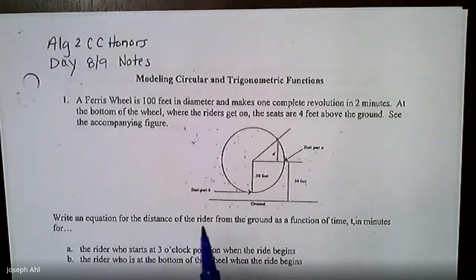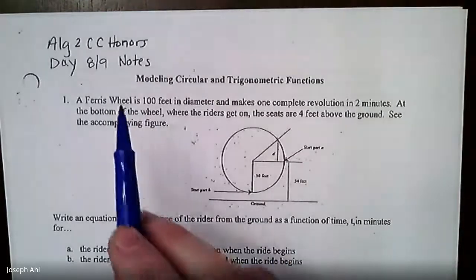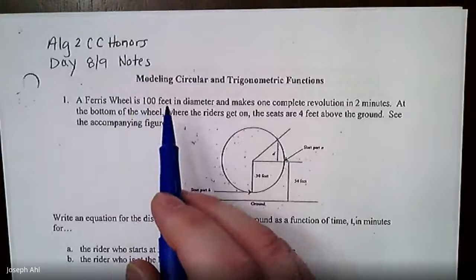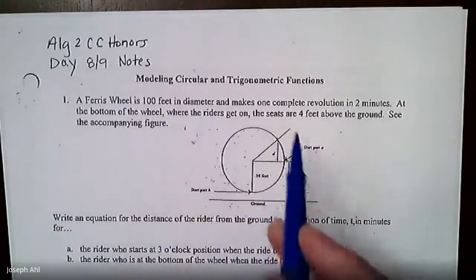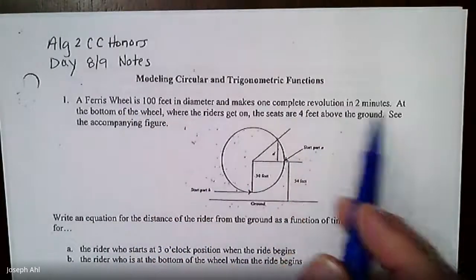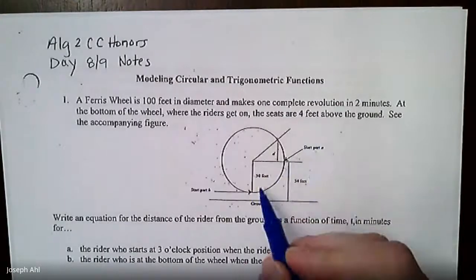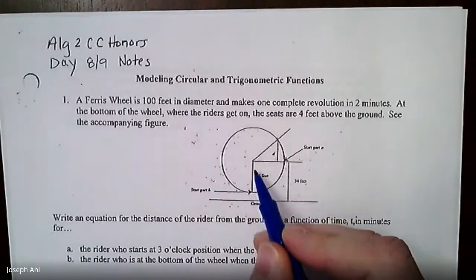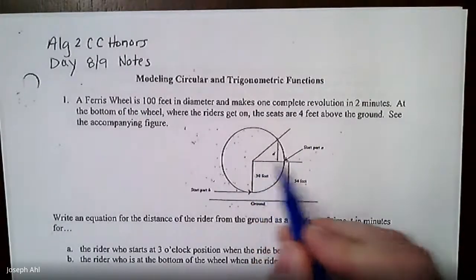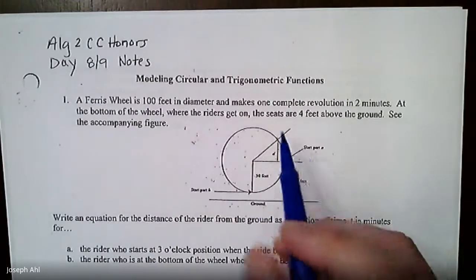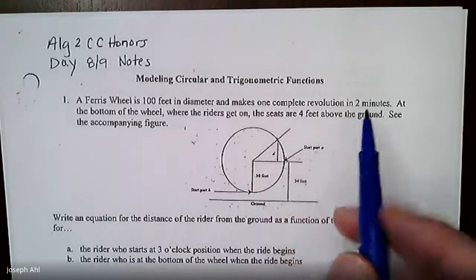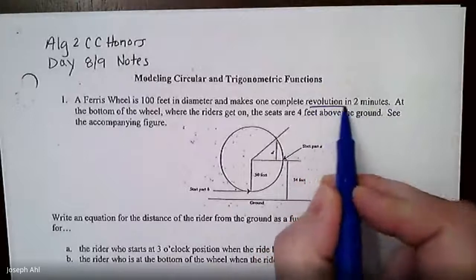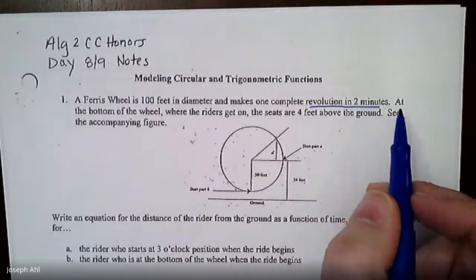It says for the distance of the rider from the ground as a function of time t in minutes. And we're going to start them in some different locations. But let's actually read what we have here. A Ferris wheel is 100 feet in diameter and makes one complete revolution in 2 minutes. There's a couple things that are labeled here. If the diameter is 100 feet, the radius would be 50 feet. And the revolution that's completed in 2 minutes will be an important piece of information. We'll talk about that in a second.